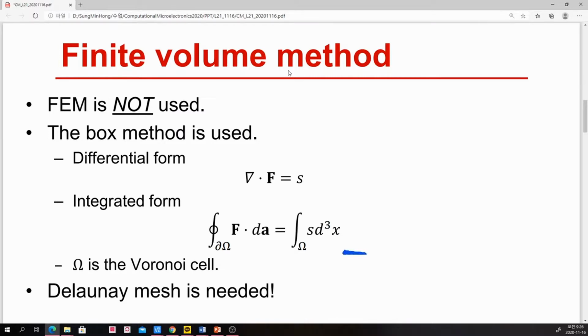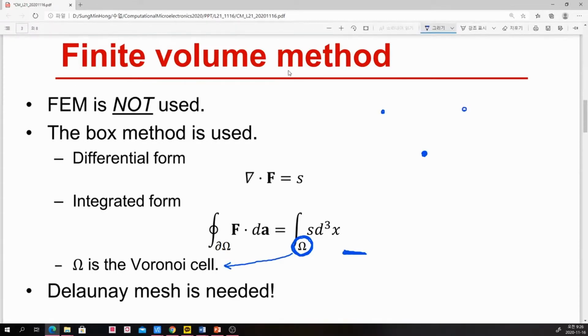So how can we set this omega? What will be the form of omega? That is my question. The natural answer will be the Voronoi cell. Say that we have many points here and there.